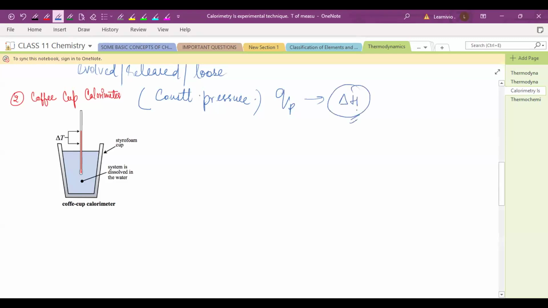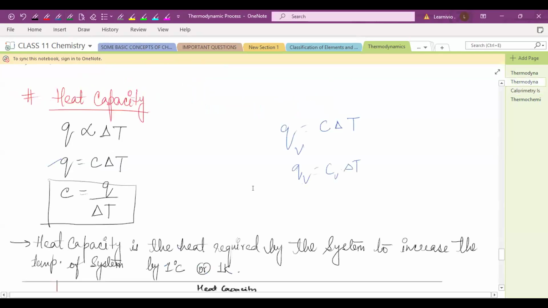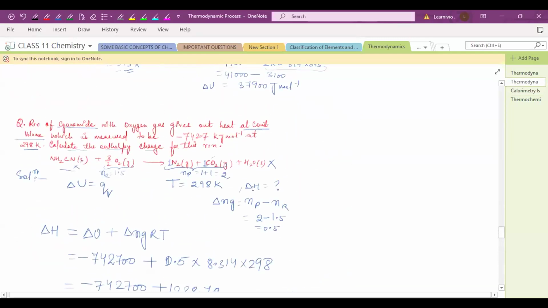We will measure the enthalpy change, not the internal energy change. So see the difference between these two. If you don't remember, you don't recall, let's see the notes. I have already discussed it over here. Yeah, see this.